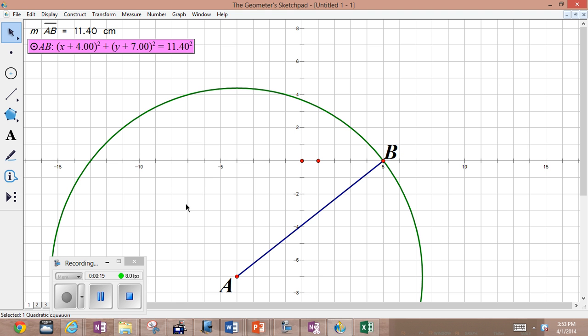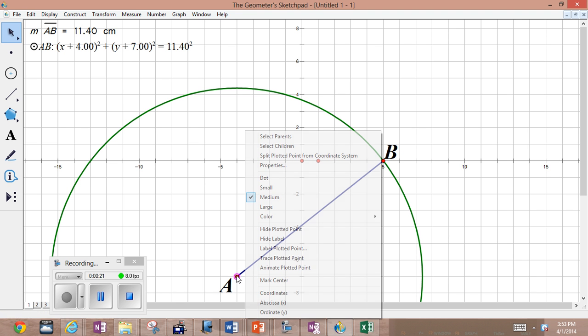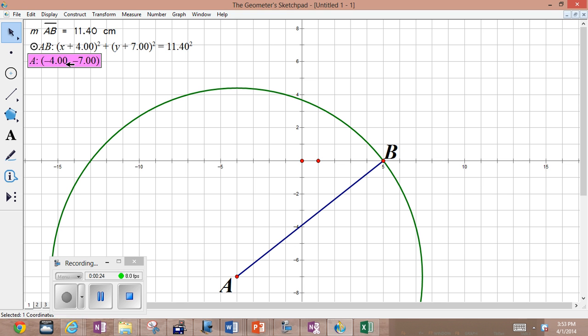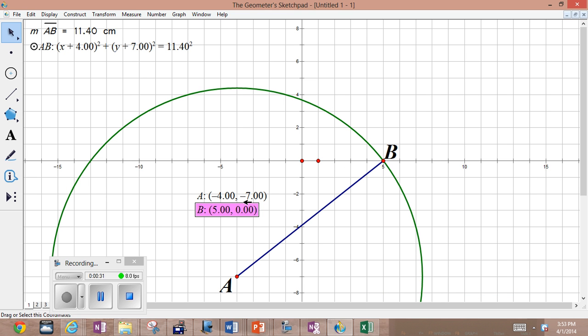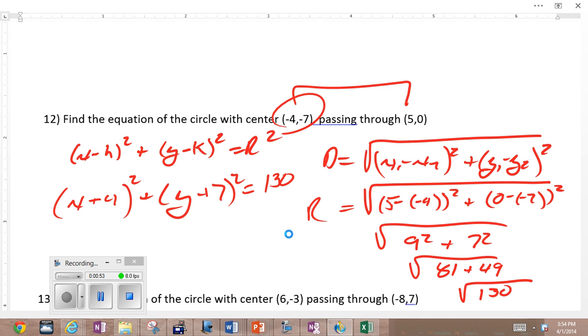Okay, here's my point at (-4, 7), and here's my point on the circle at (5, 0). What that means is that the distance from A to B, the distance from the center to a point on the circle, is otherwise known as the radius, right? So when I go to find my equation of the circle, I have my center. All I need is my radius. So we come back and take a look at our computation over here.